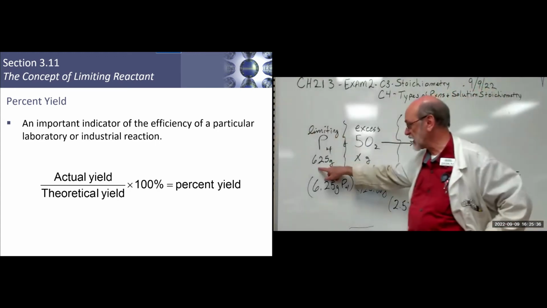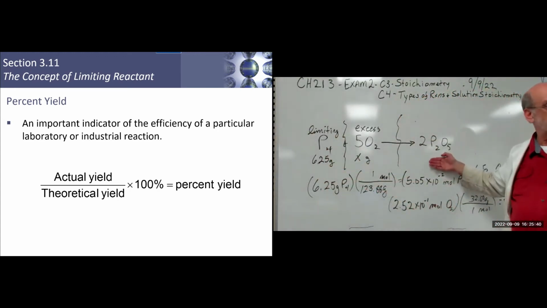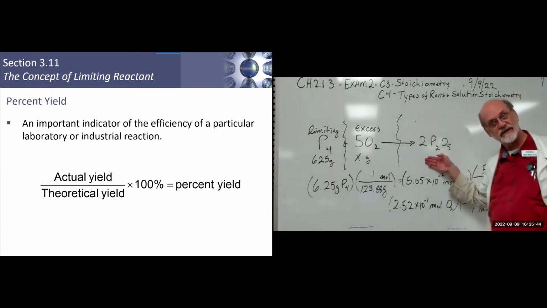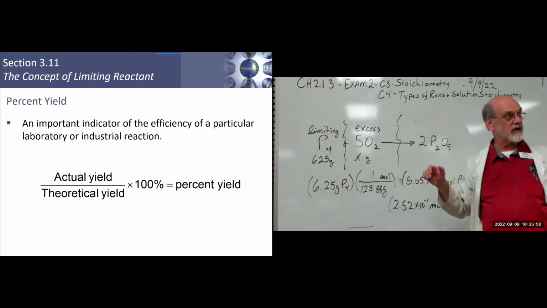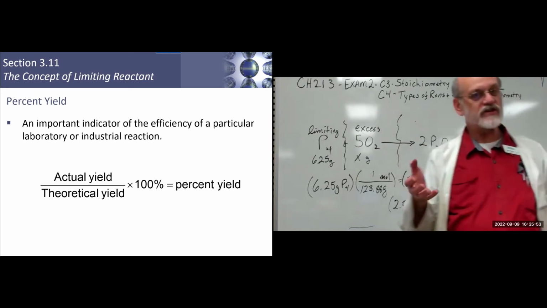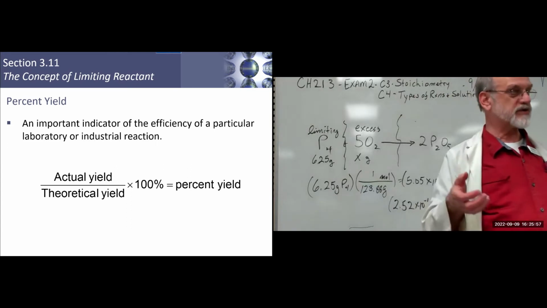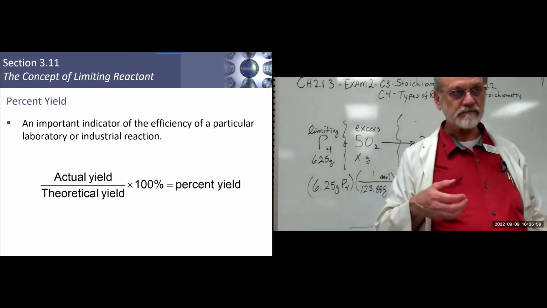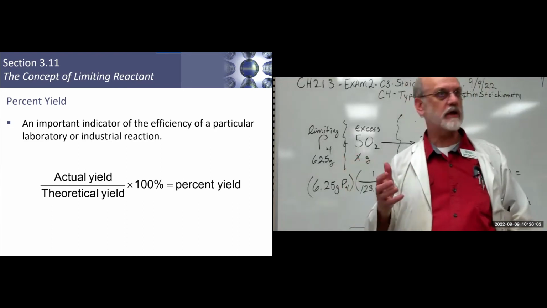If I say this many grams of that, then if I use all of them up, it would make a certain amount of this. But if I actually measured that amount of P2O5, it will probably be less than the theoretical amount. So if you ratio those two together, actual divided by theoretical times 100, you get a percent yield. And that's the way it always works. Sometimes you get high yield, sometimes you get low yield.